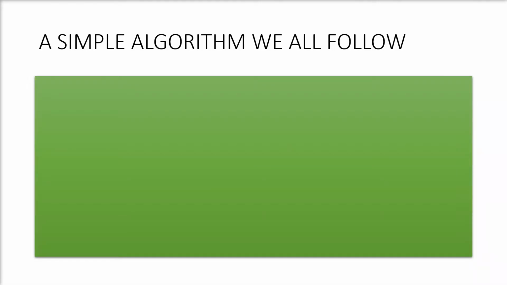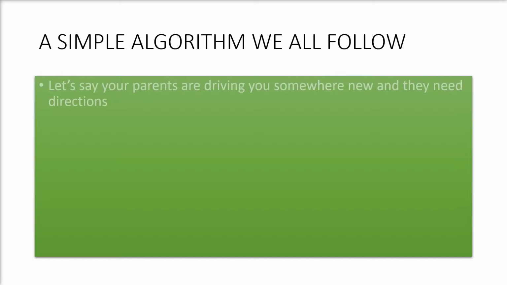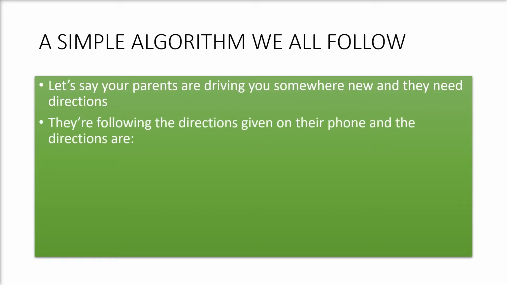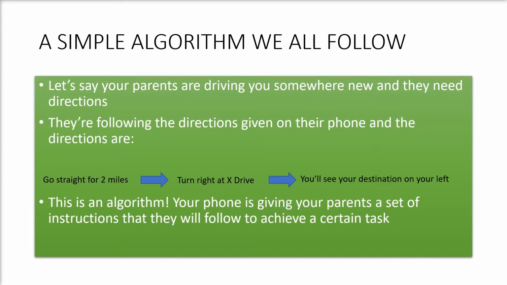To help you guys understand what an algorithm is, I've created a situation that occurs pretty often. So let's say your parents are driving you somewhere they've never been before and they need directions. So they use Google Maps or whatever app they have to get the directions, and the phone tells them to go straight for 2 miles, turn right at X Drive, and finally tells them to look for their destination on their left. So this is essentially an algorithm. Your parents have been given a set of instructions that they're going to follow to achieve a certain task.